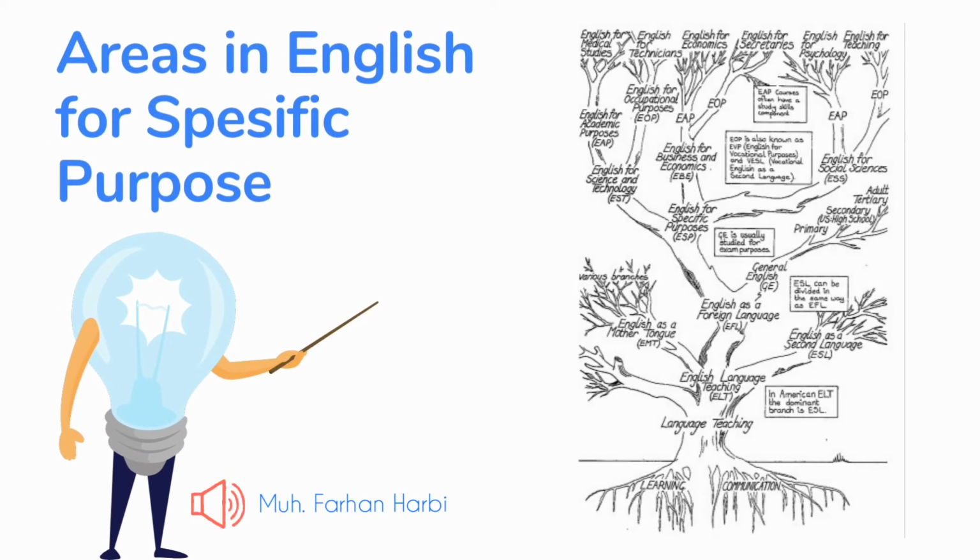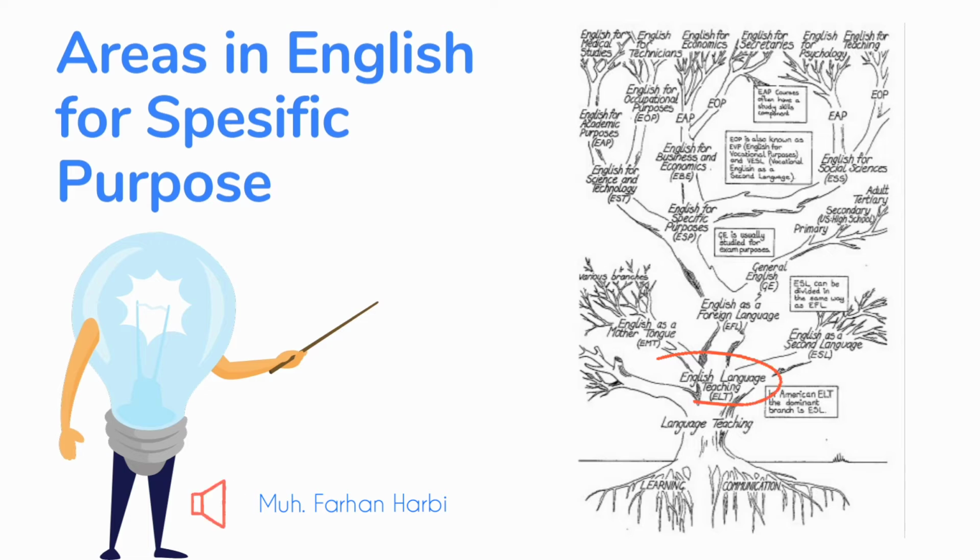As explained before, ESP comes into many different approaches as every profession requires different treatment. As we see from the table before, there are three main branches and each branch has their own sub-branches along with an example. Now let's take a look at the tree of ELT. From the root, we can see that there are learning and communication. From the communication and learning, it grows into language teaching. And from language teaching, it grows into ELT or English language teaching.